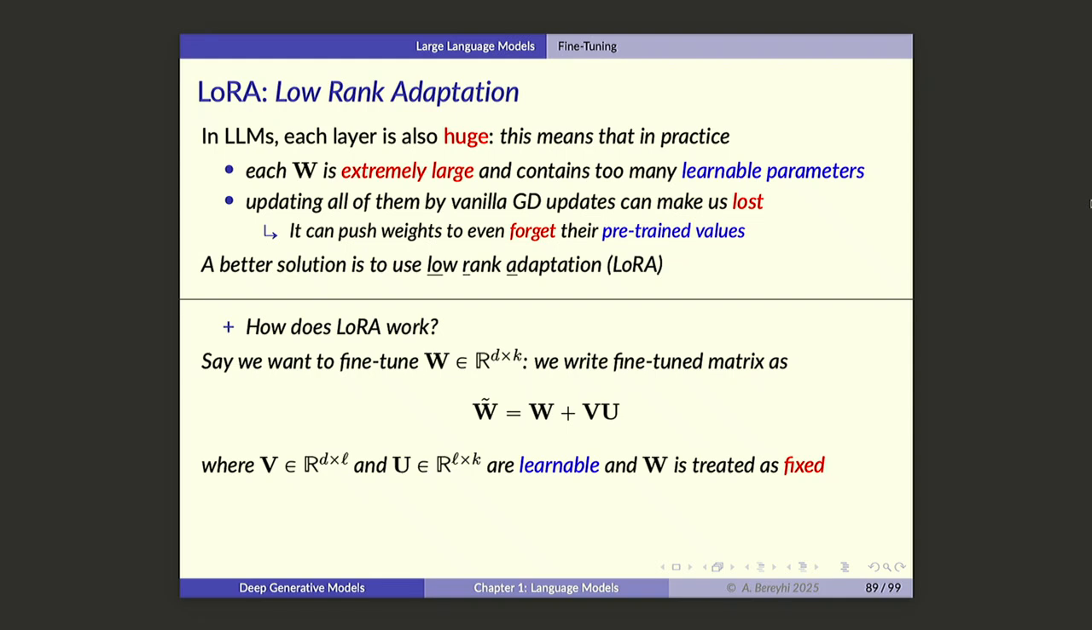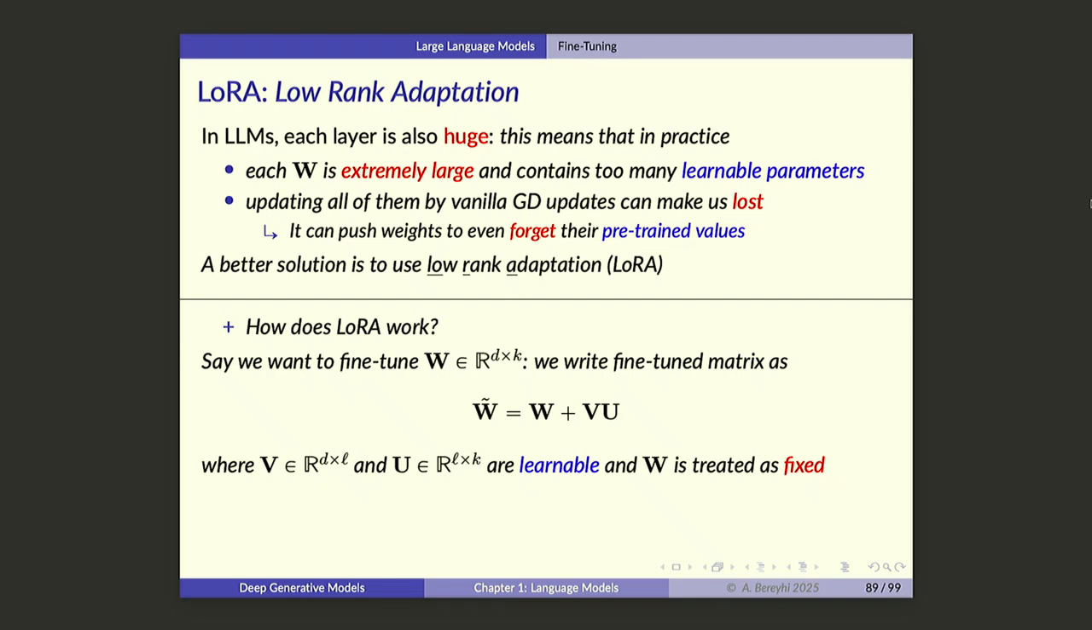Now if I multiply V by U, what's going to come out of it? D by K again, right? So it's going to be D by L times L by K, which is going to be D by K.